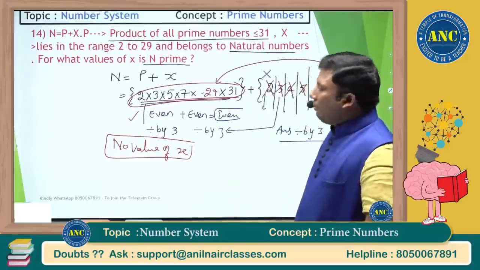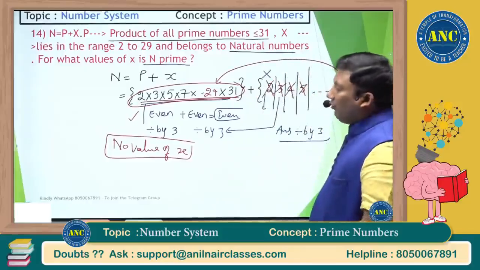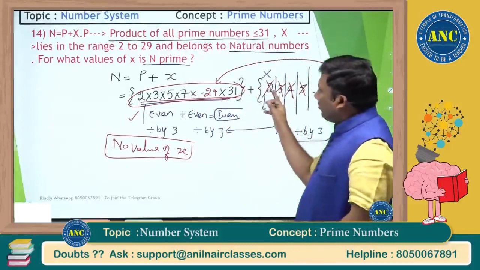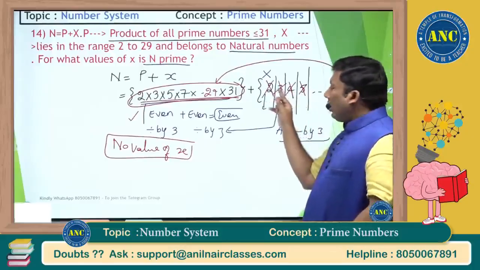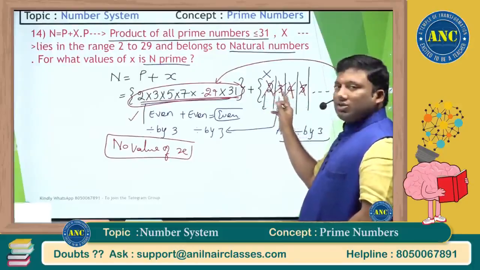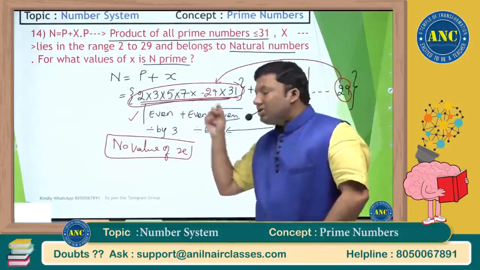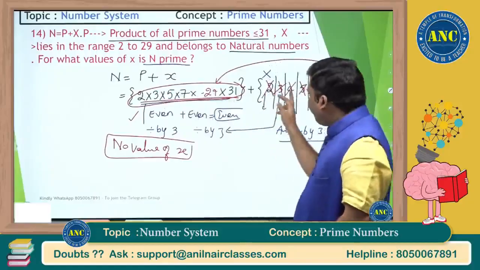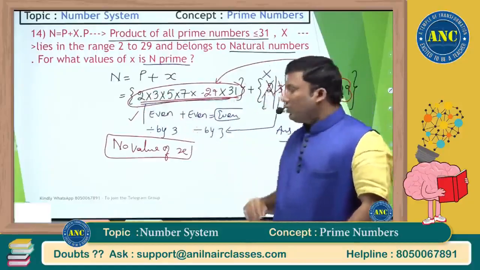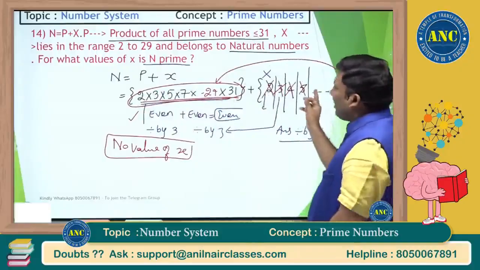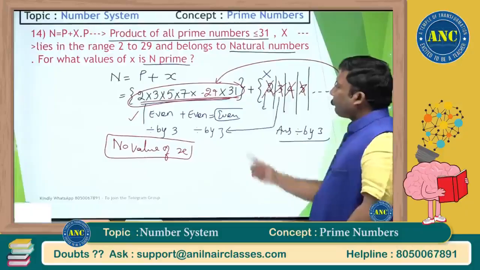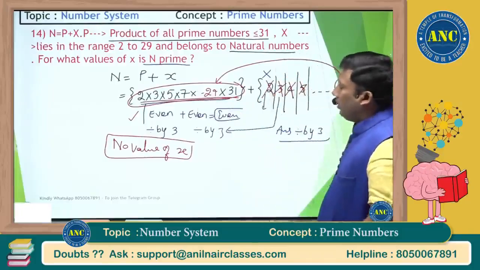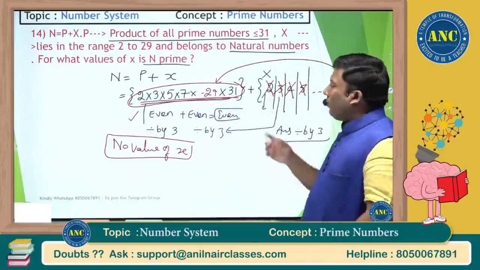N is equivalent to P plus X. P is the product of all prime numbers 2 to 31. Now if you see the X values, the numbers which I wrote are actually derived from the elements of P. 3 is a part of P. 4 is derived from 2. 6 is derived from 2 and 3. If I take 2, even plus even, the answer will be divisible by 2. So no prime number exists.